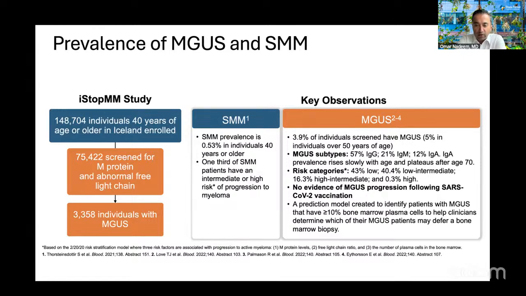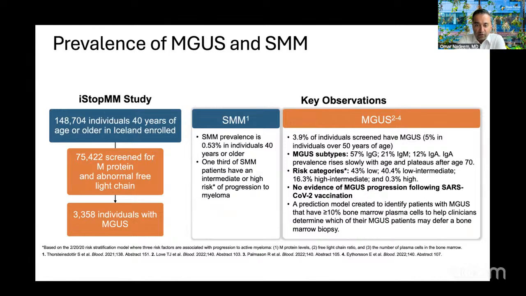If you go and, again, screen people over, let's say, even over the age of 80, you may find almost 1 in 10 that will have MGUS. And now we have even more sensitive techniques to identify some of these monoclonal proteins. And with that method, that number may actually even be higher.